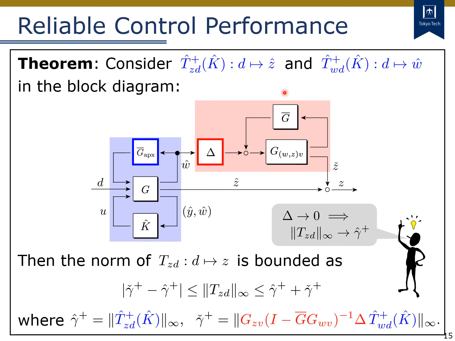Therefore, a bound of the resultant control performance can be derived like this. An important fact here is that the modeling error delta is involved in the value of gamma check plus here. Therefore, if we can reduce the magnitude of delta, then the resultant control performance is close to the value of gamma hat plus here, which can be reliably regulated by a suitable design of K hat.